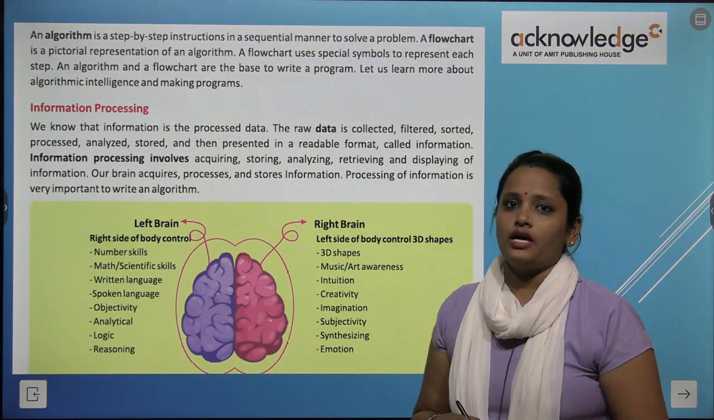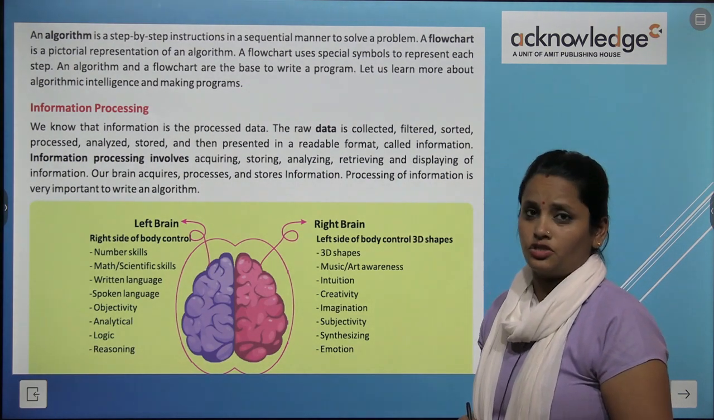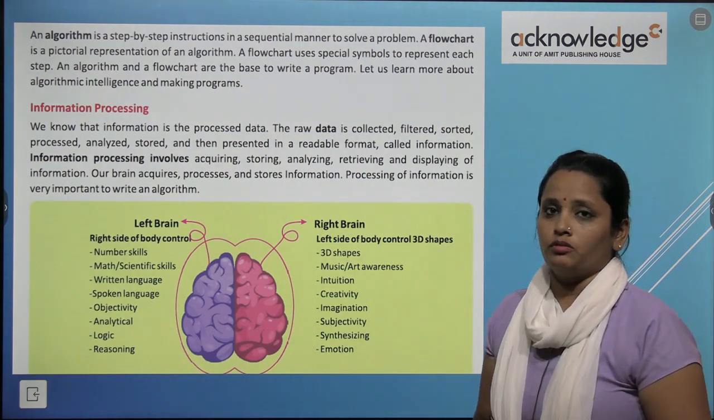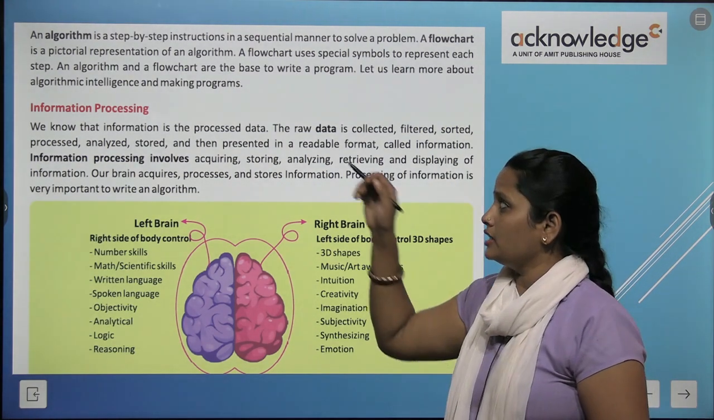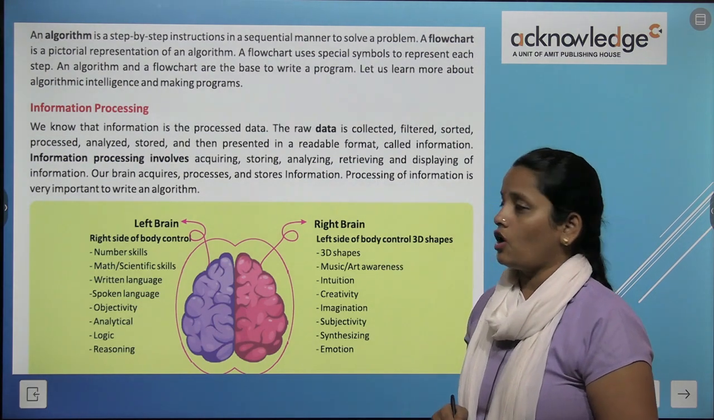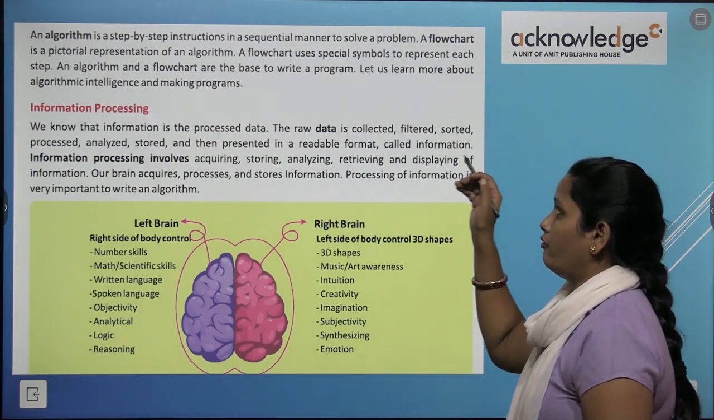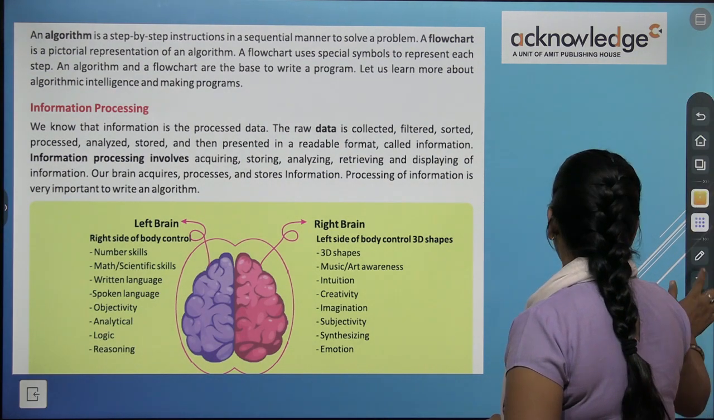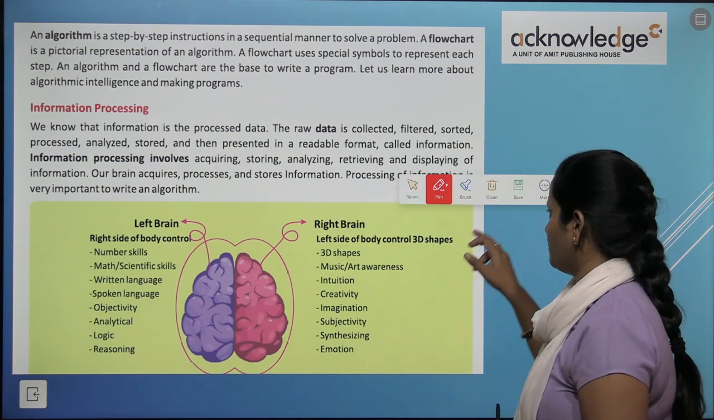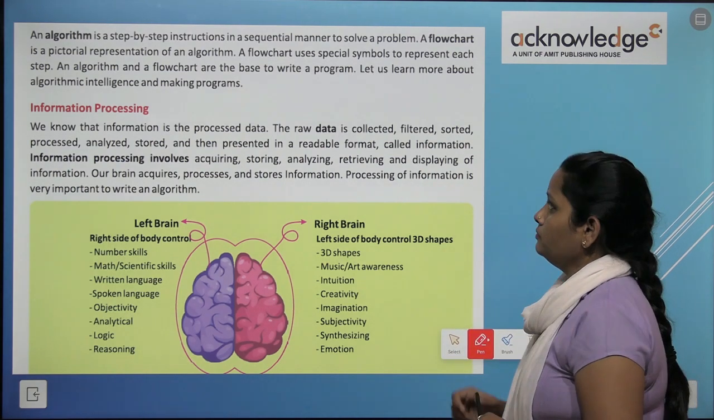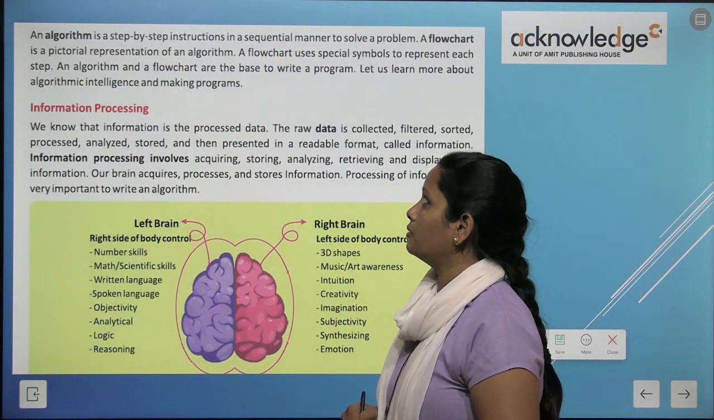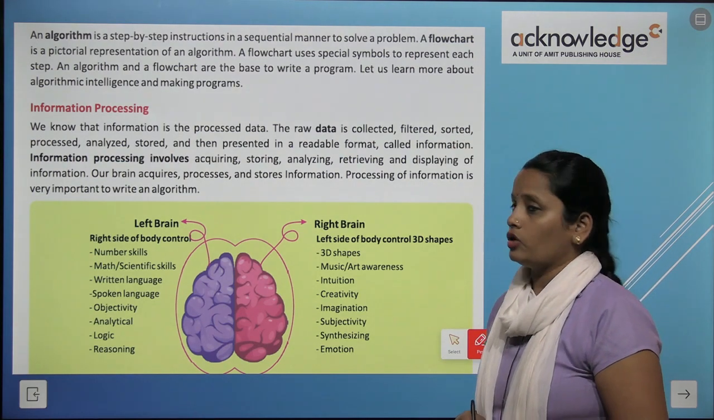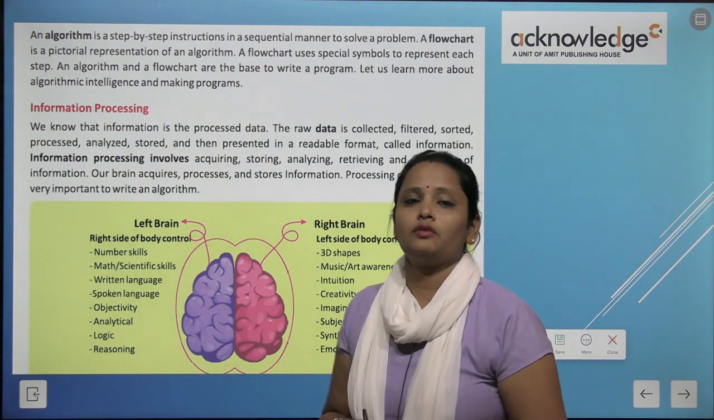An algorithm is a step-by-step instruction given in a sequential manner to solve a problem. A flowchart is a pictorial representation of an algorithm. A flowchart uses special symbols to represent each step. An algorithm and a flowchart are the base to write a program. Let us learn more about algorithmic intelligence and making programs.